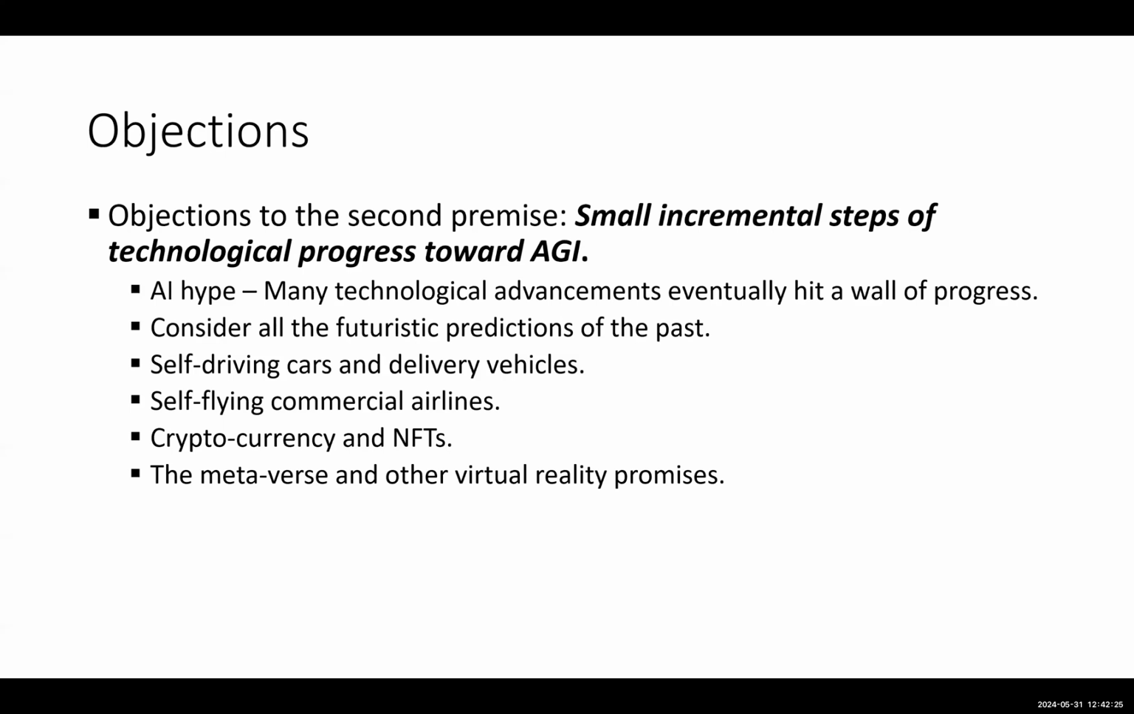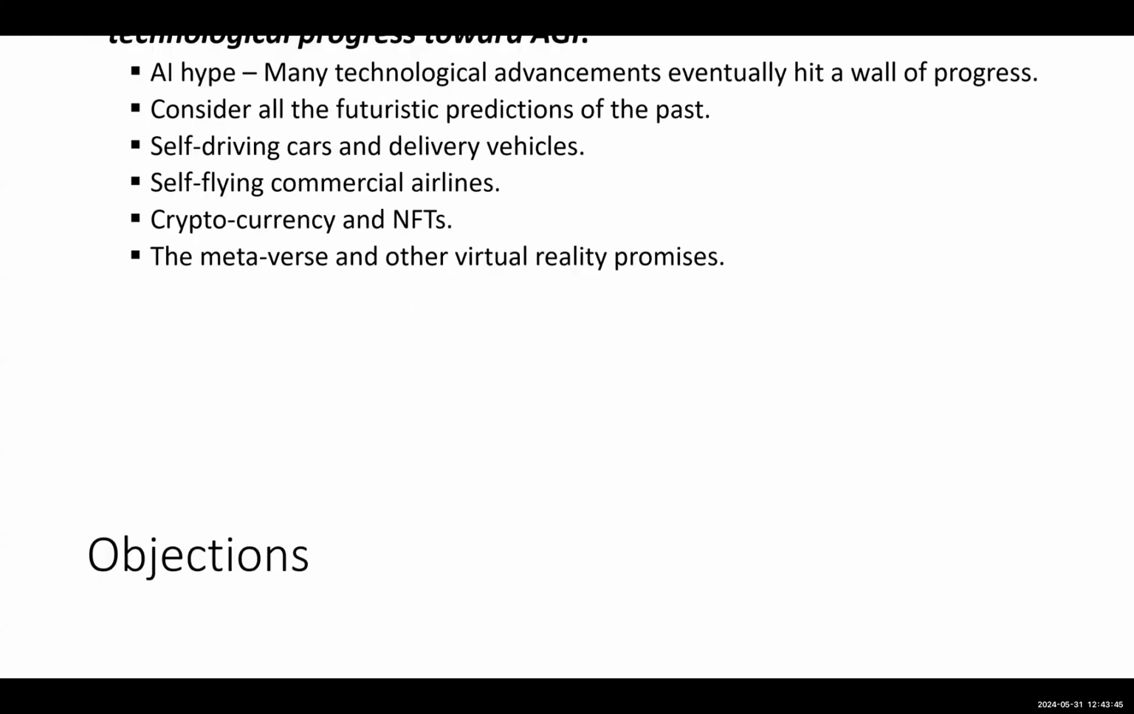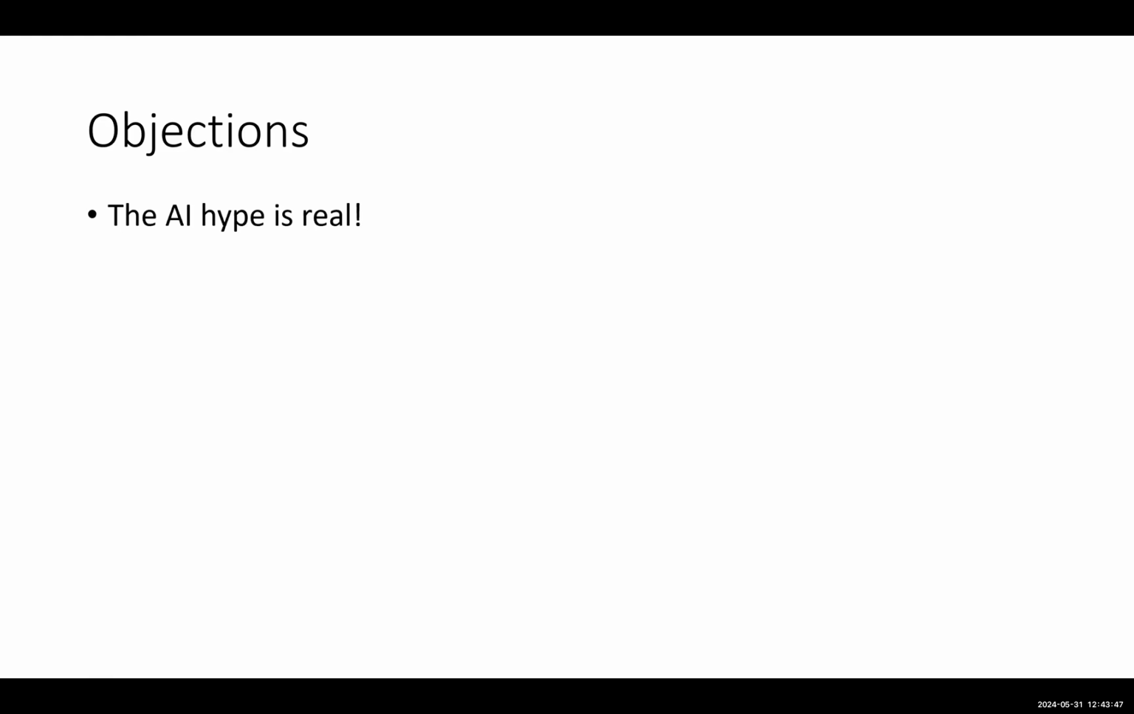So if we were to take these failed technological advancements as evidence for what we should expect with regard to our current AI hype, then you might think that AI hype is no different than all these other predictions that were made in the past. But you might think that the AI hype is different. The AI hype is real. It's telling us that something really important is going to happen.